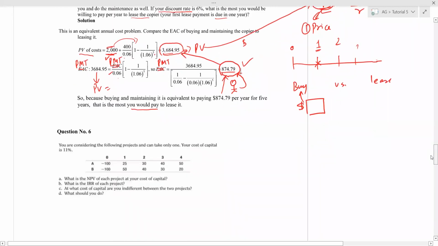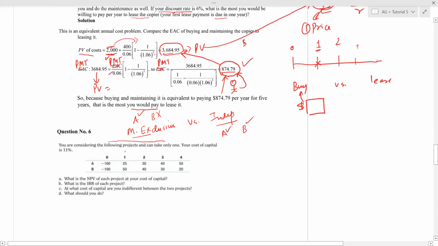Next question is question number 6, and that is the last one. You are considering the following projects and can take only one. So it means these projects are mutually exclusive. Okay. So I have explained in detail what is the difference between mutually exclusive versus independent already. Mutually exclusive means if we accept A, then we have to reject B. So we have to drop one project if we are accepting one, and independent, if the signs are okay, it means NPVs are okay, we can accept both, right?